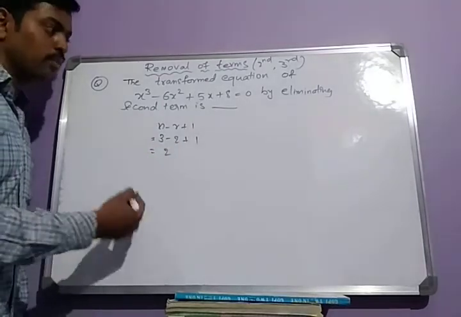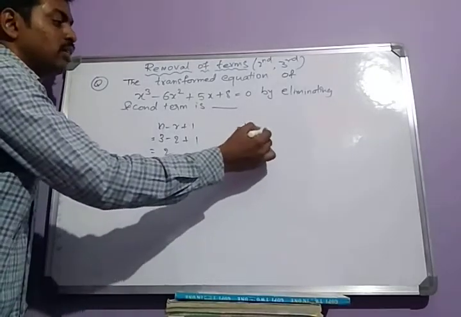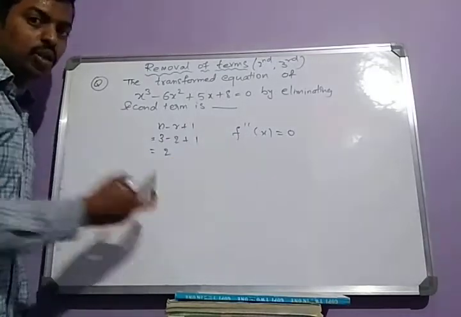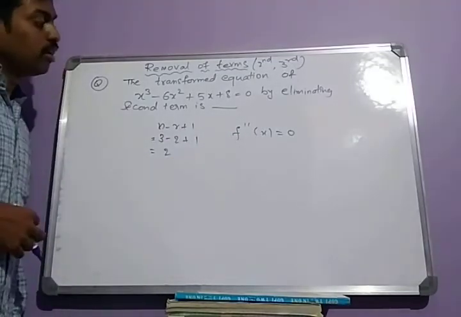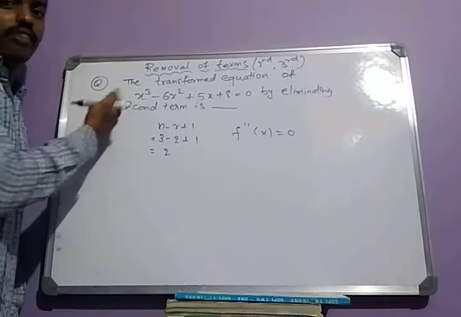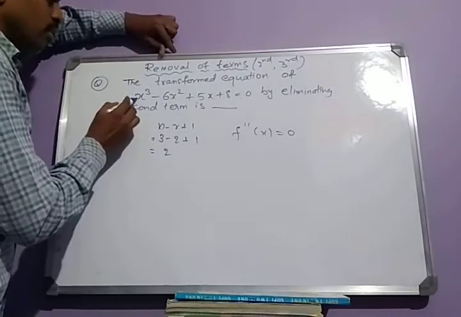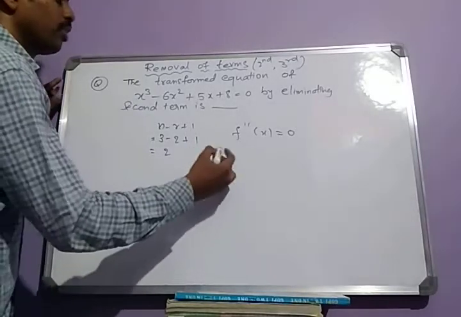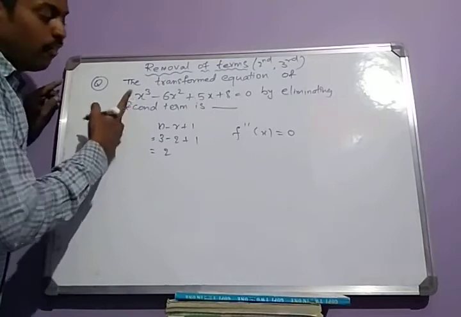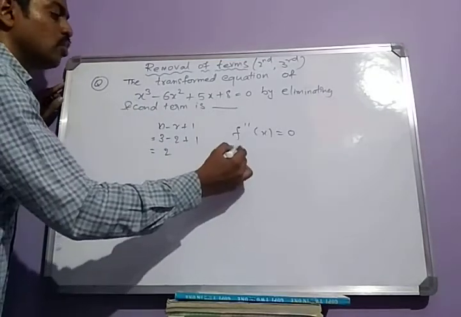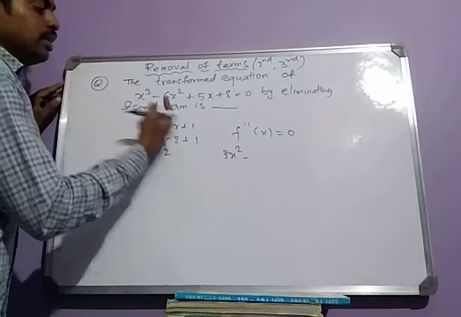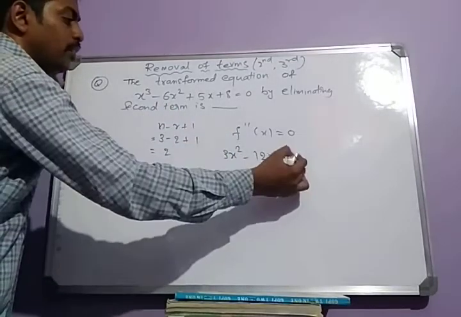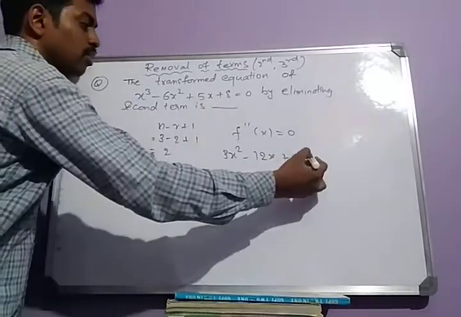That means you are supposed to find f double dash of x is equal to 0. You are going to differentiate f of x 2 times with respect to x. So here is our f of x. First you have to differentiate 2 times, right? So first I'll differentiate 1 time. The derivative of x cube is 3x square minus 6x square derivative is 12x plus 5x derivative is 5 and the constant derivative is 0, is equal to 0.